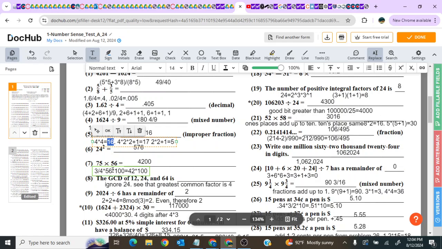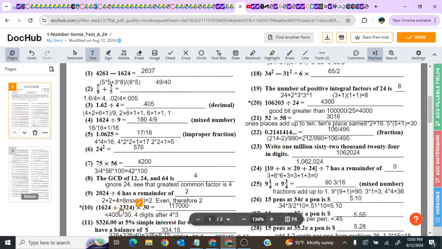The greatest common denominator of 12, 24, and 64 is what? Well, since it's greatest common denominator, 12 is a denominator of 24 already, so you don't need to deal with 24, because anything that's a denominator of 12 is also a denominator of 24. So now you just have 12 and 64, and then you can see that the greatest common factor among those is just 4. I didn't actually write that, my bad.